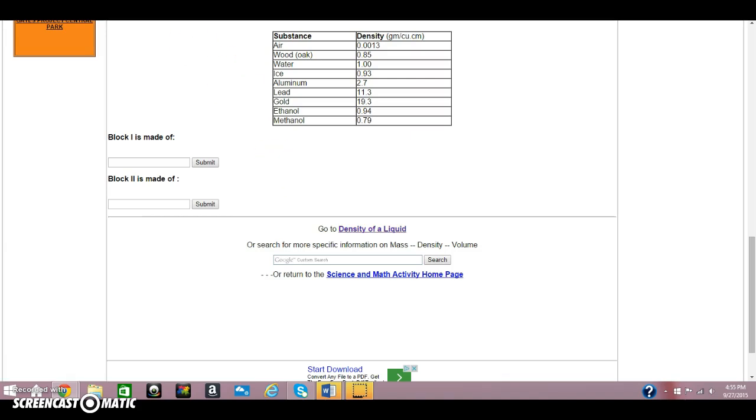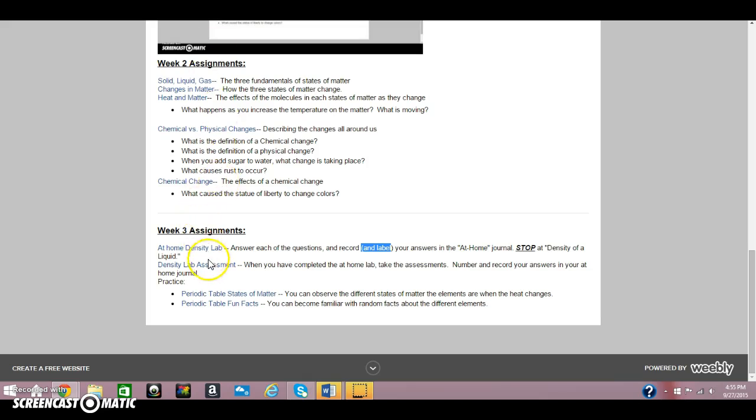Alright, so going back to our at-home journal, the next up is the density lab assessment. Just click on it, record number, and record your answers in your journal. And then I got 2 practice stations for you guys to become more familiar with the periodic table, with the states of matter and fun facts. We are going to have to be very familiar with the periodic table of elements and all the atomic structures of each of those elements. So I would take this time to become familiar.